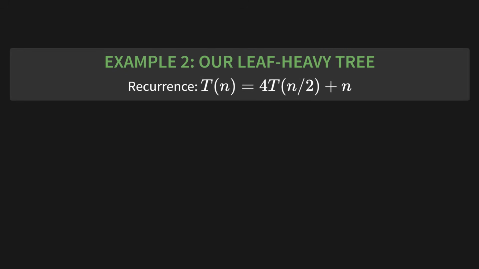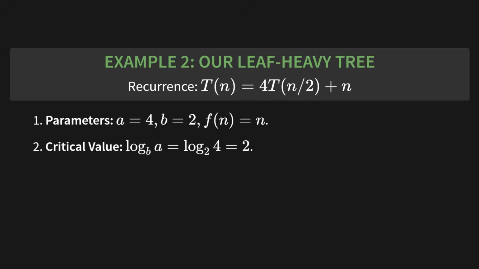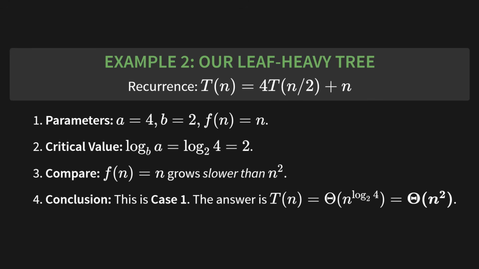Our leaf-heavy tree. The recurrence was T(n) equals 4T(n/2) plus n. Parameters: a is 4, b is 2, f(n) is n. Critical value: log base b of a is log base 2 of 4, which is 2. Compare. f(n), which is n, grows slower than n squared. Conclusion? This is case 1. Recursion wins. The answer is theta of n to the power of log base 2 of 4, which is theta of n squared. Example 3.